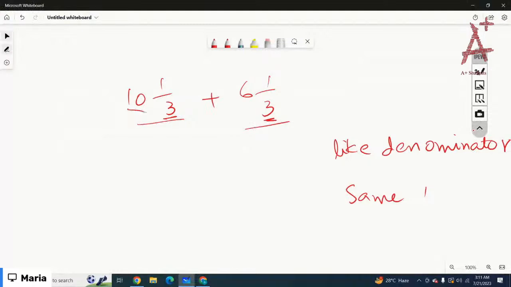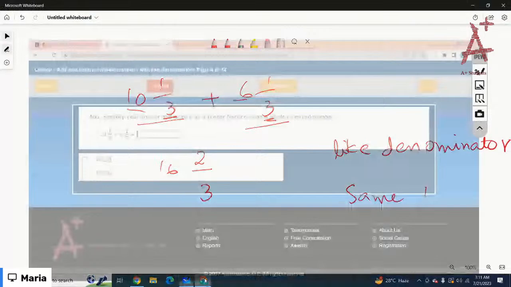Just add the whole part, 10 plus 6 is 16, and they have the same denominator, so you can add their numerators. 1 plus 1 makes 2. So it is 16 whole 2 over 3. The correct option is 16 whole 2 over 3. Like denominators mean they have the same denominator. So when they have the same denominator, it is very easy. You simply have to add their whole part and the numerators.